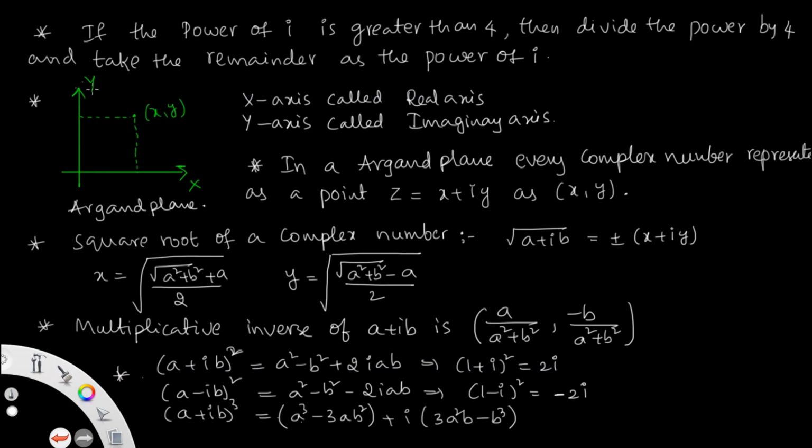If it is a small number, we can multiply them out and get the answer. But if the power of i is greater than 4, then I divide the power by 4 and take the remainder as the power of i. Then you get the value of i to the power of the given number.